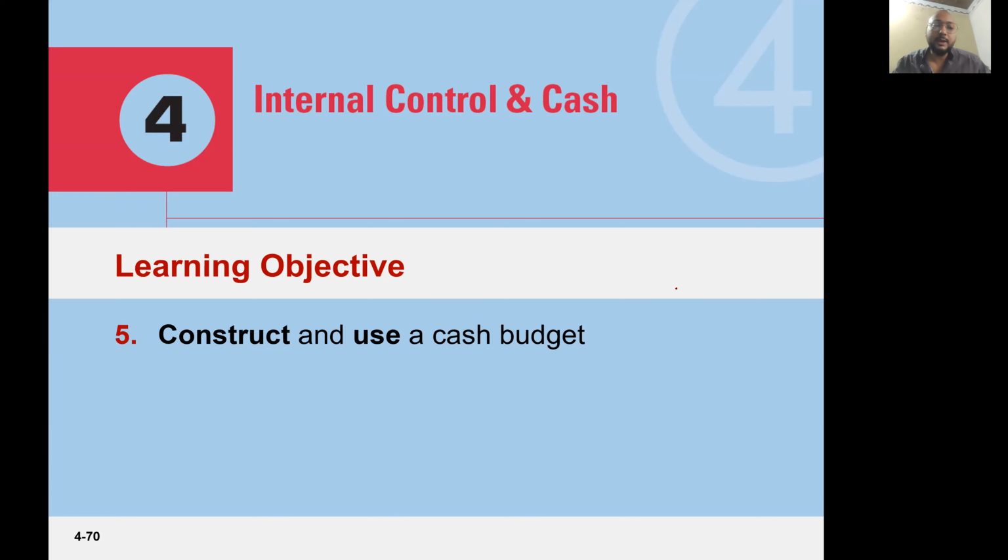Before going into that, let's take a 10-minute break so that we can be mentally prepared to digest all this internal control, and then we are fresh to go through the understanding of the cash budget and other stuff for the paper pattern. Okay, so see you after 10 minutes. Let's take a break.